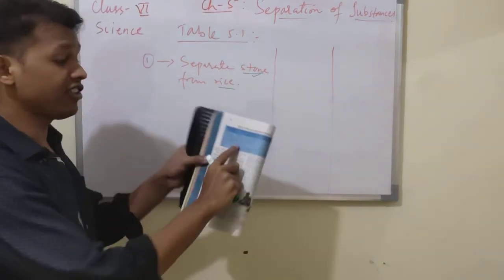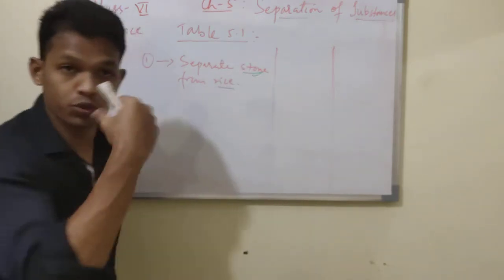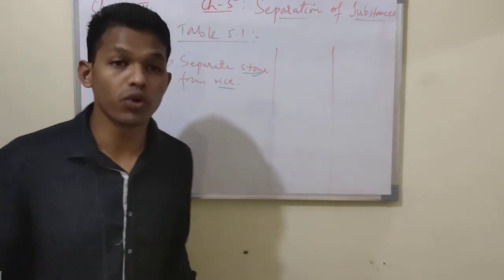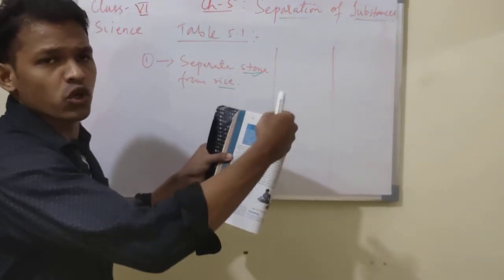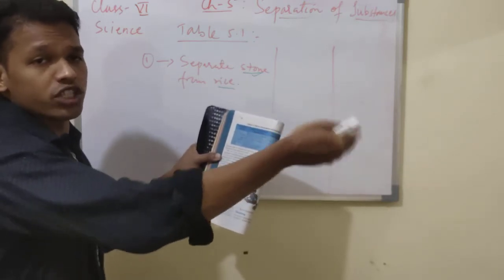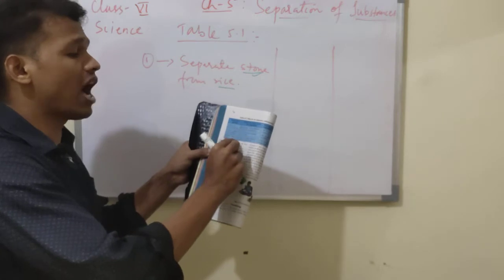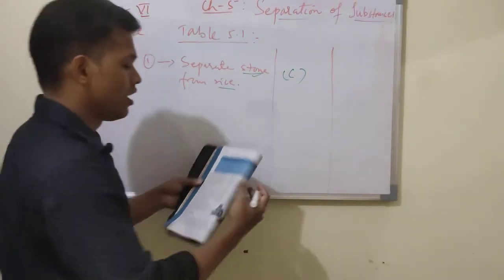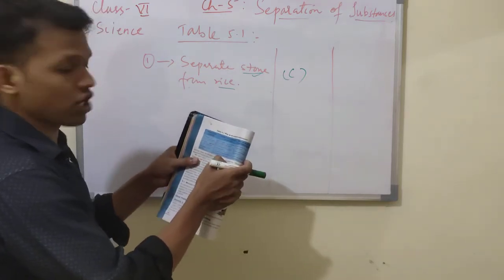But another option is given: to remove impurities or harmful components. Stone is not good for health. If you consume it, it is very harmful. So we can say this is impurities. Impurities means those substances which are not required. So we can write option C, to remove impurities or harmful components.